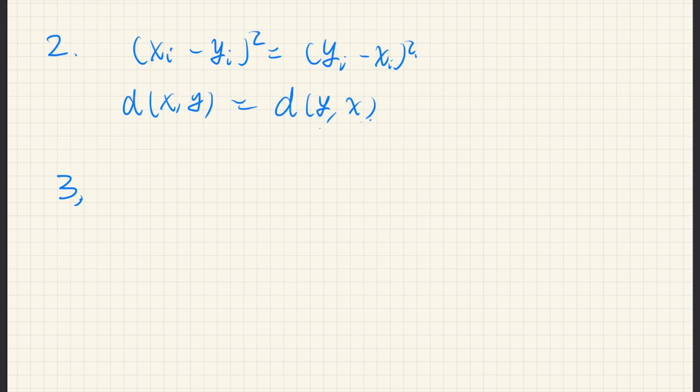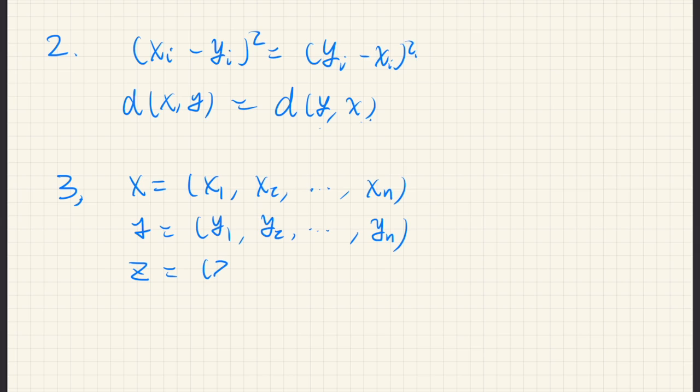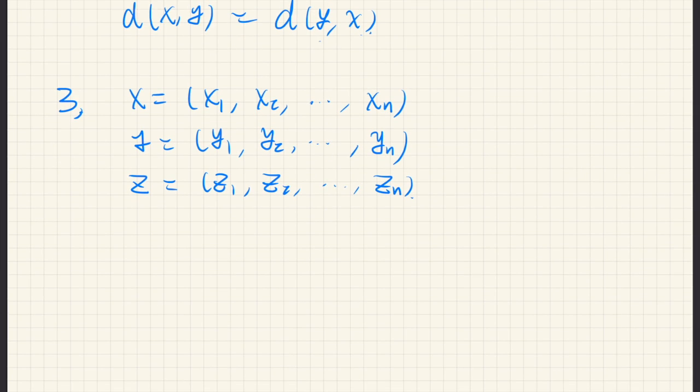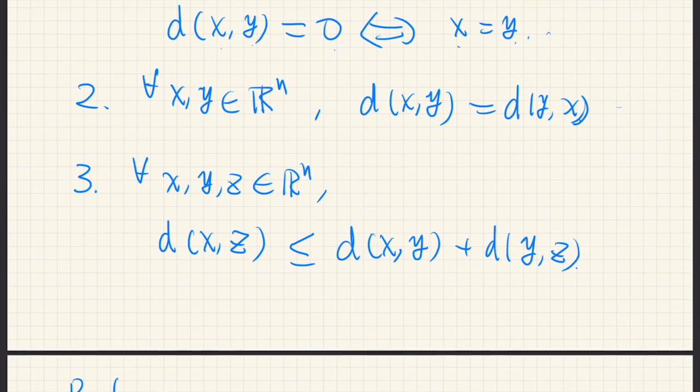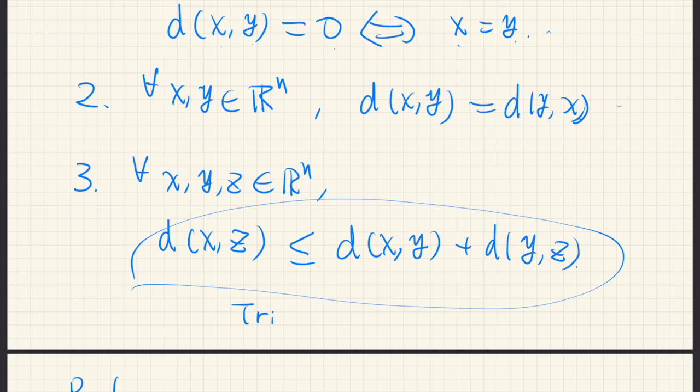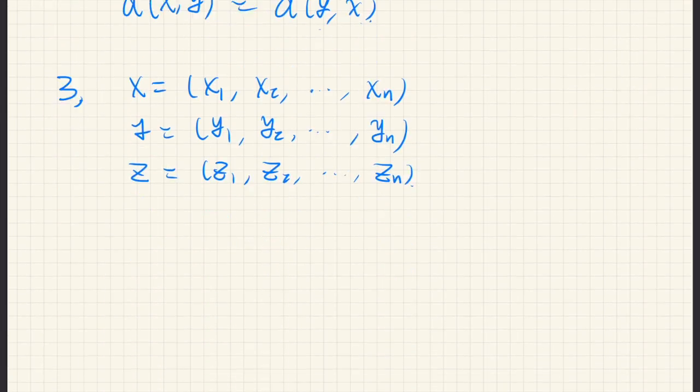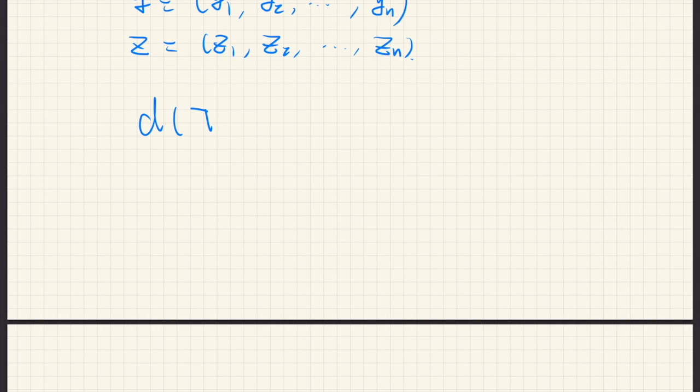And now let's prove the third part. This is not trivial, but it can be made a little bit simpler. So let's say we have x, y, and z. This inequality is called the triangle inequality. Suppose this triangle inequality holds, we have this.